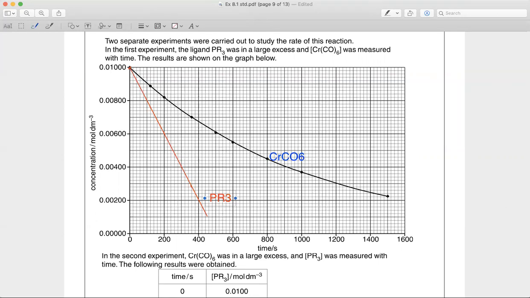Okay, so to answer this, you can say PR3 is zero order because it is a straight line, and a straight line tells you that the rate is constant. At different concentrations, the rate is constant.